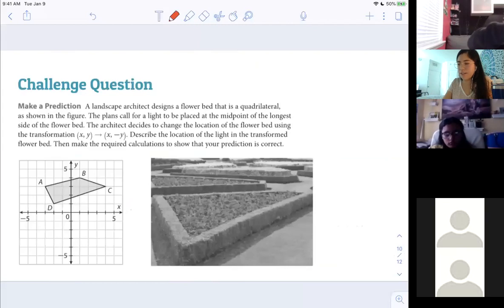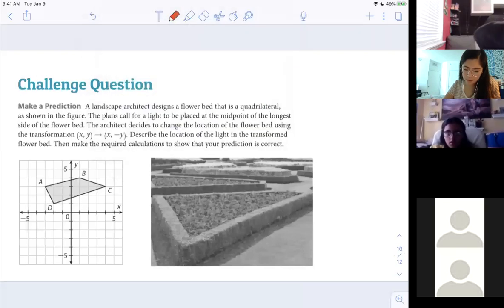Go ahead, Tyrone. Let me zoom in. A landscape architect designs a flower bed that is quadrilateral. As shown in the figure, the plans call for a light to be placed at the midpoint of the longest side of the flower bed. The architect decides to change the location of the flower bed using the transformation (x, y) becomes (x, -y). Describe the location of the light in the transformed flower bed. Then make the required calculations to show that your prediction is correct.